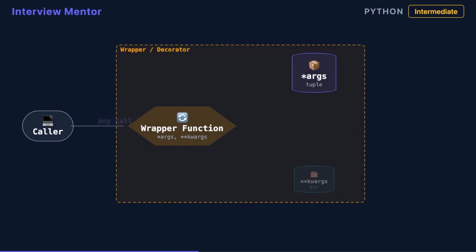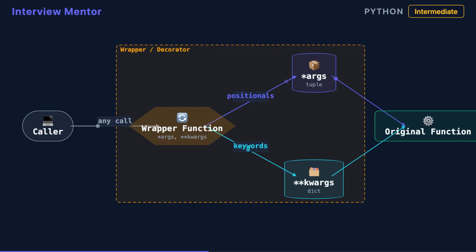In practice, both shine in wrapper and decorator patterns. Star args lets a wrapper function forward an unknown number of positional arguments to an inner function without knowing them individually. Double star kwargs passes along named configuration options. Combined, a decorator using both star args and double star kwargs can transparently wrap any function regardless of its signature, no matter how many or what kind of arguments that function expects.